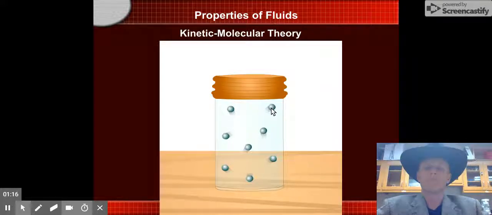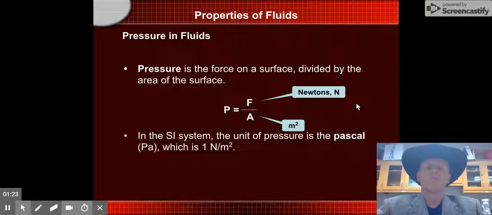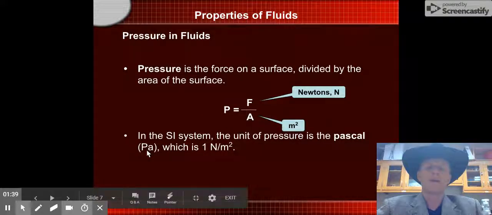And that impulse is where pressure comes from, that force divided by the contact area, which is our definition of pressure: force on a surface divided by the contact area. Now, force is measured in newtons, and the area is measured in meters squared. So our SI unit for pressure is the pascal, with the symbol Pa.